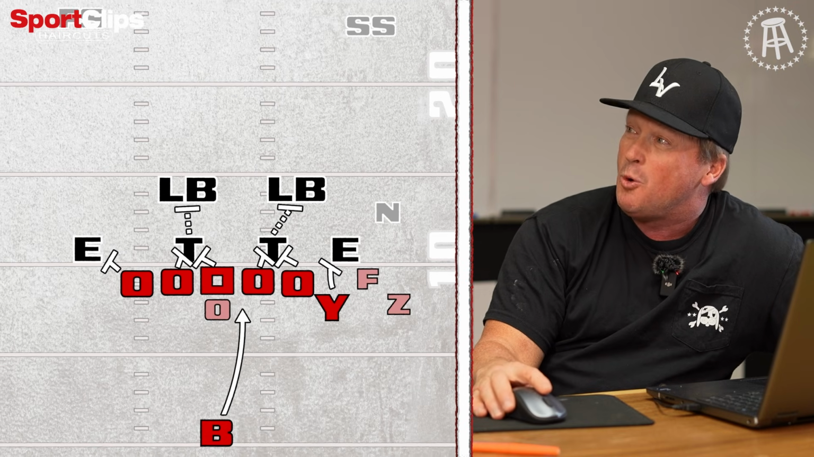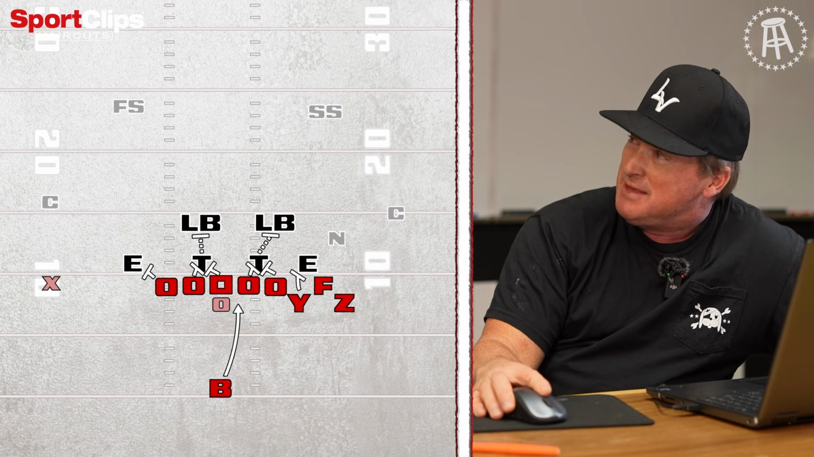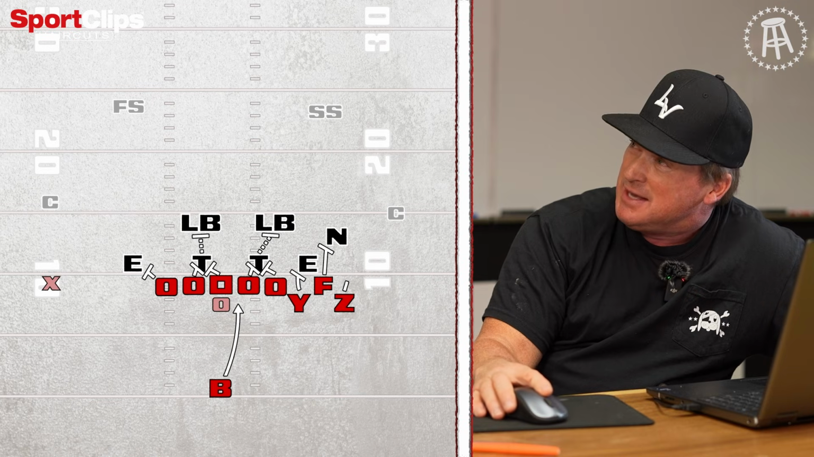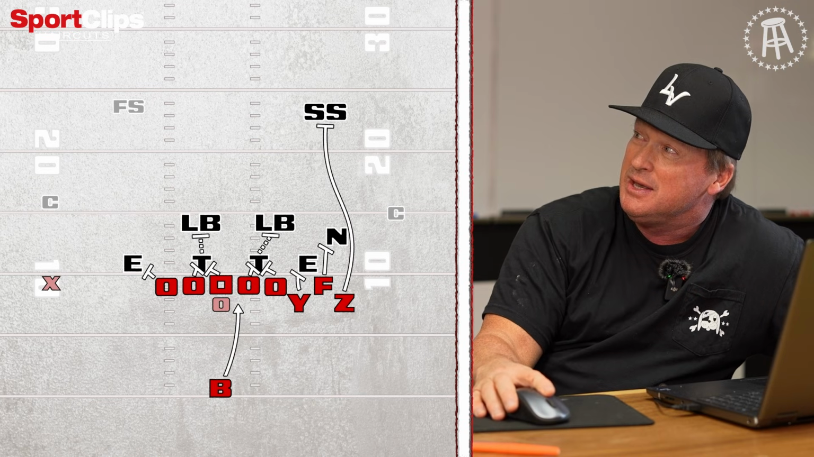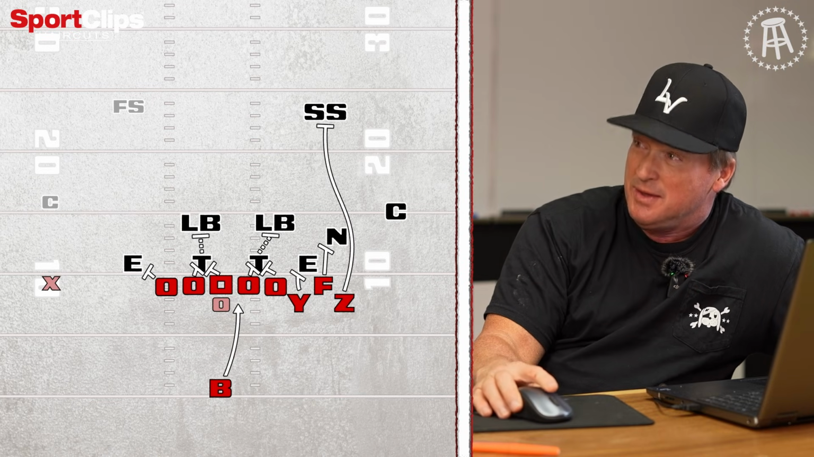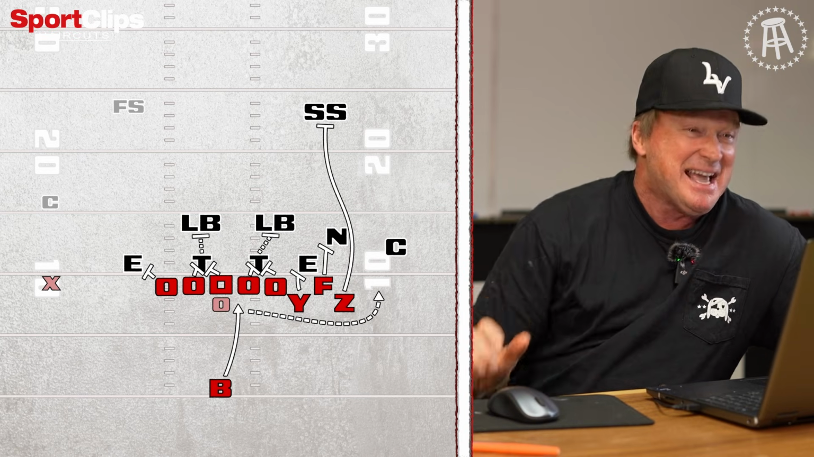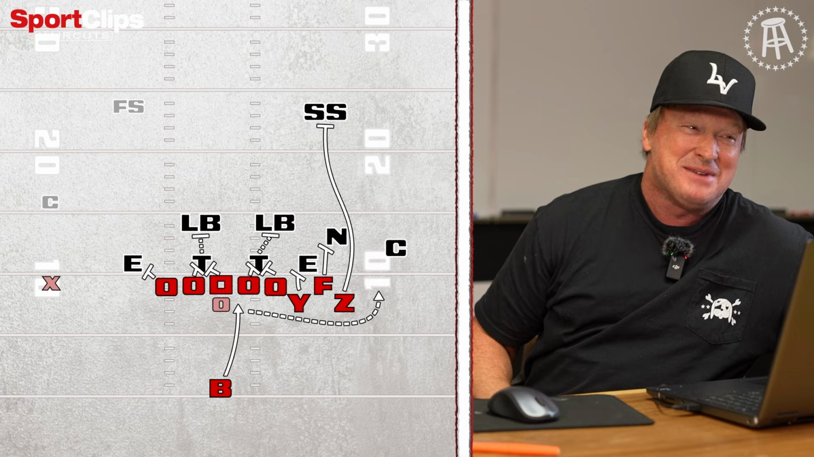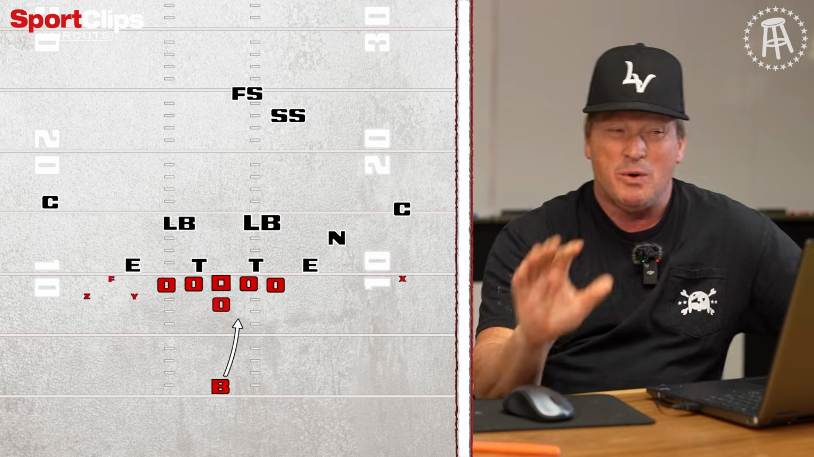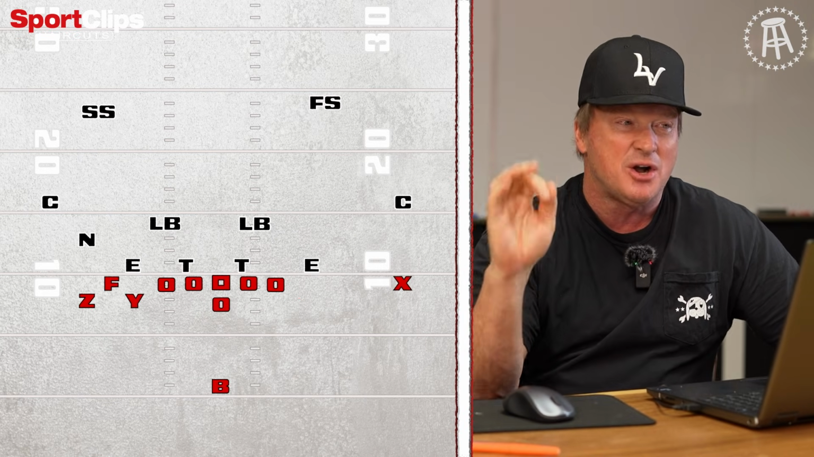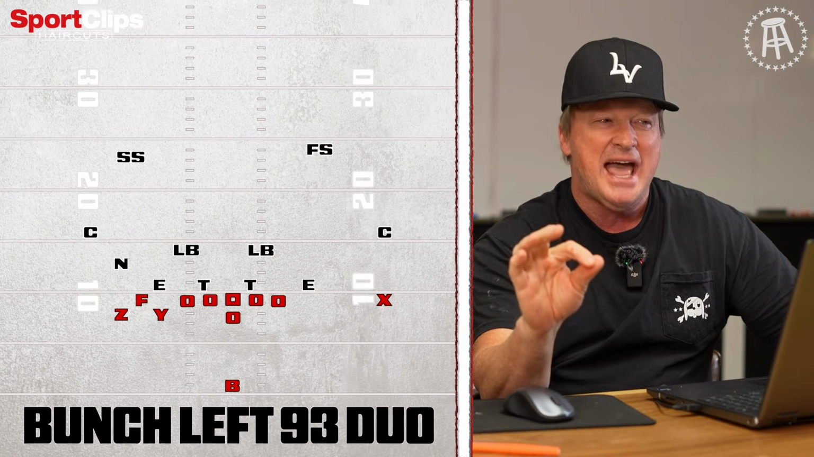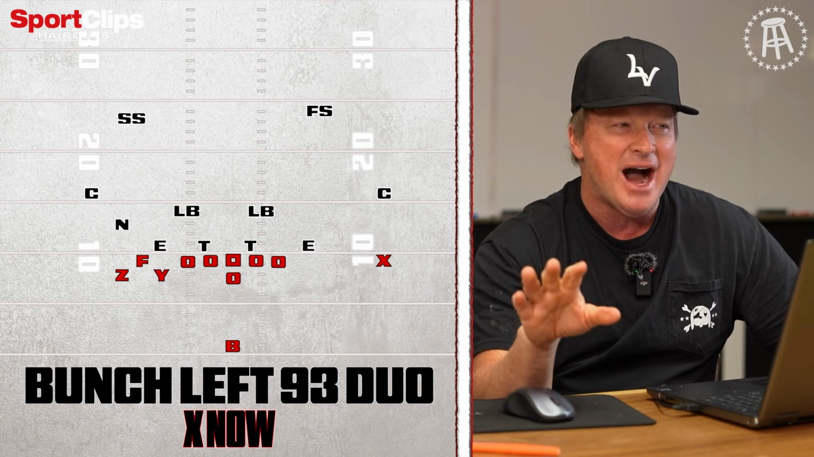And it's very important that these receivers block that nickel corner and get up to block the safety. Normally, we don't block the corner because if the ball does bounce, we want to see these corners make tackles, because they don't like to tackle as much as they like to cover. Now, what I love to do is I love to call my duos and tag it with X now.